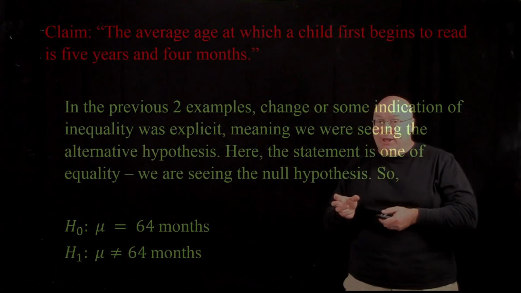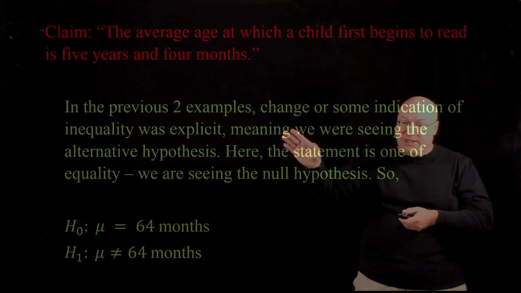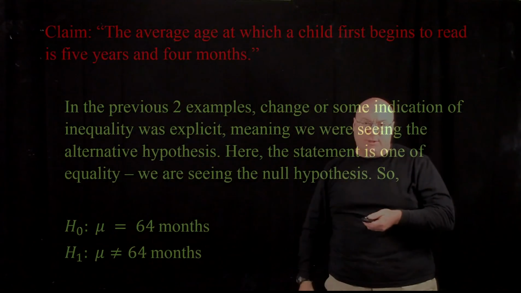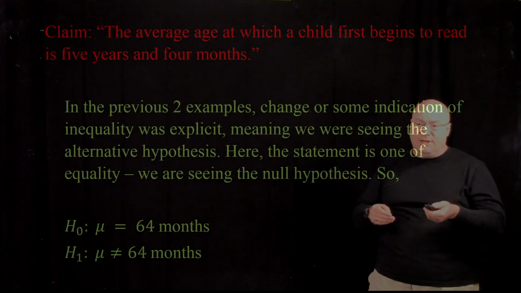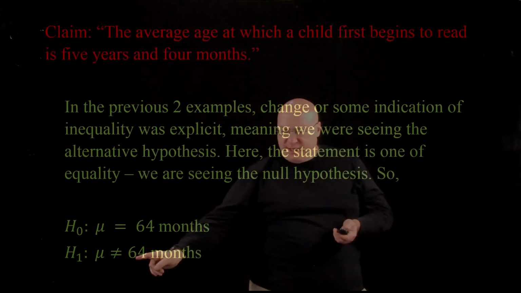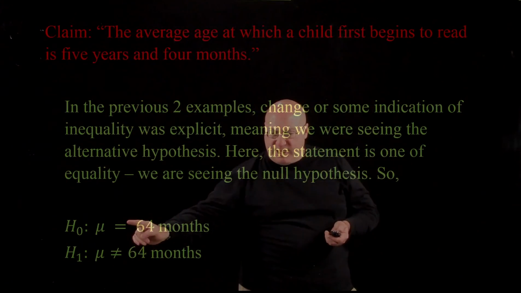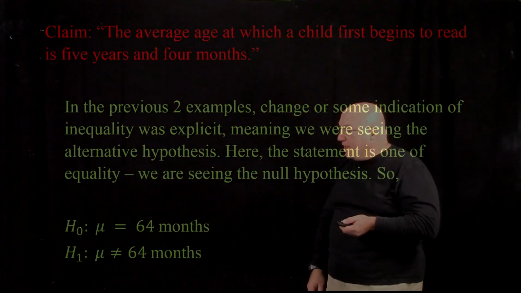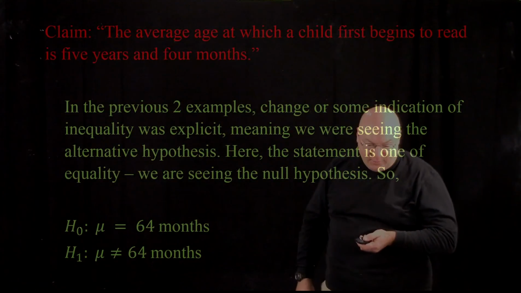I'm claiming it's equal, which means that's the null that's actually being stated explicitly, and the alternative must simply be, well, no, it's not 64 months. Maybe it's greater, maybe it's less. Nothing in this claim gives me a reason to say that this should be less than or greater than, right? I only have this, so my alternative just has to be it's not equal to. Okay. And I think we'll stop there.